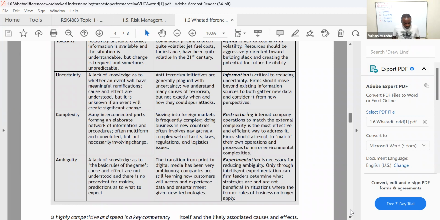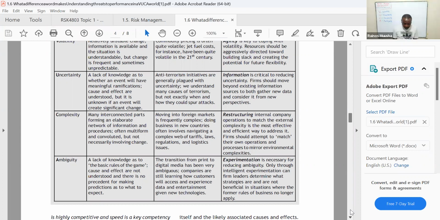Then there is also the situation of ambiguity, where they say, is there a lack of knowledge as to the basic rules of the game? Cause and effect are not understood, and there is no precedent for making predictions as to what to expect. As an example, the transition from print to digital media has been very ambiguous. Companies are still learning how customers will access and experience data and entertainment given new technologies as well.